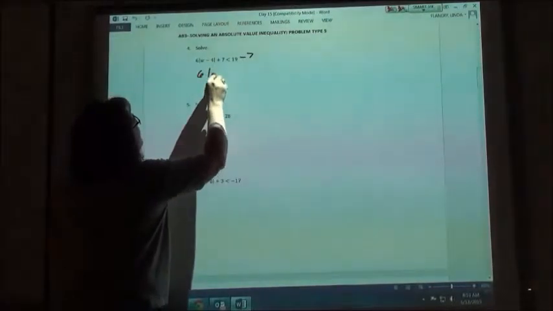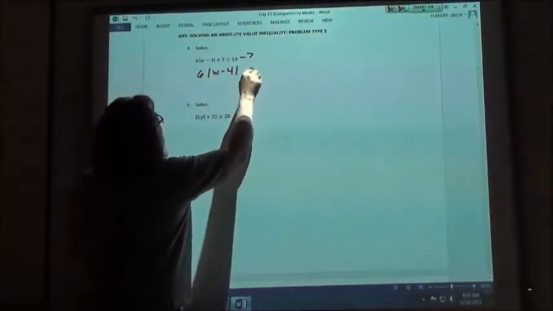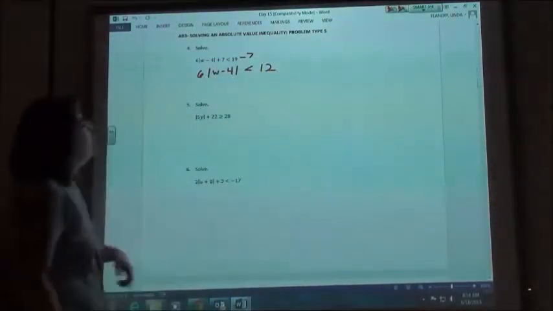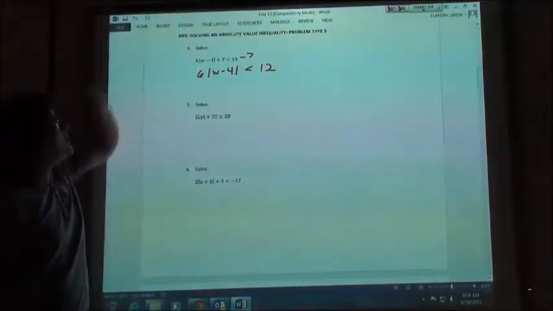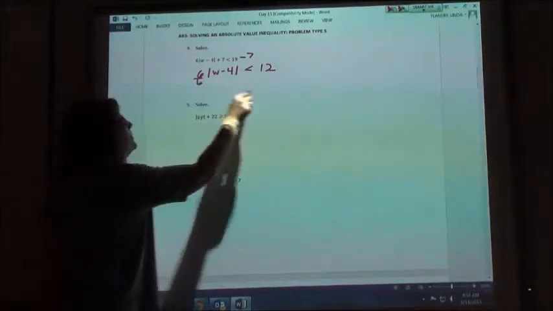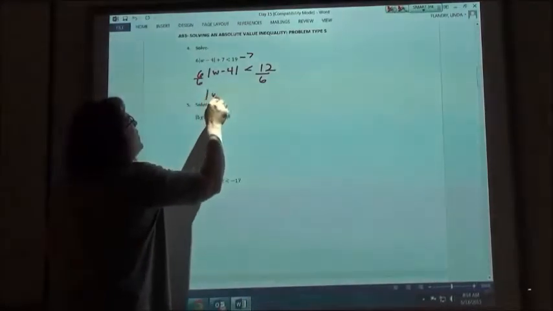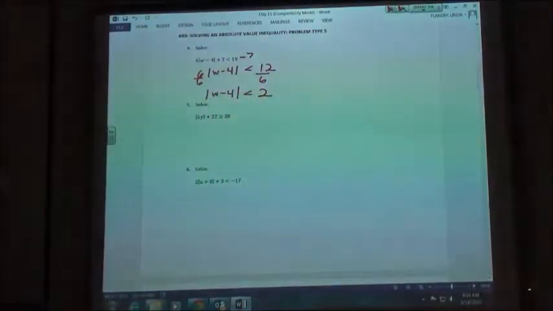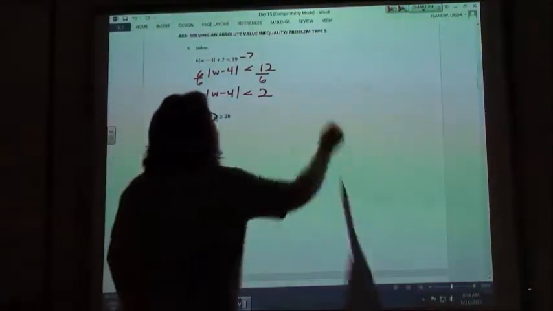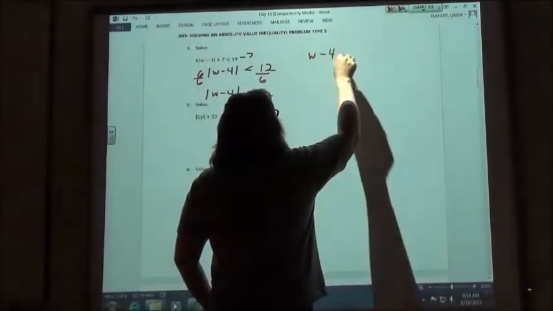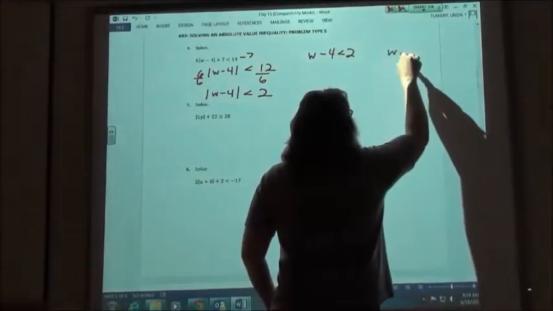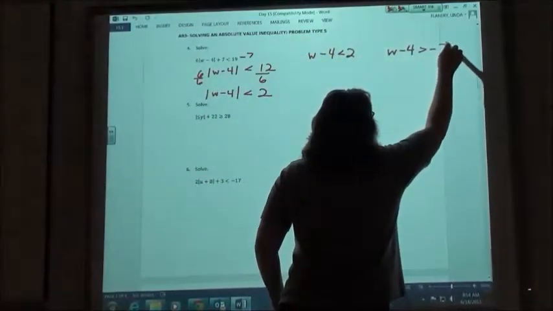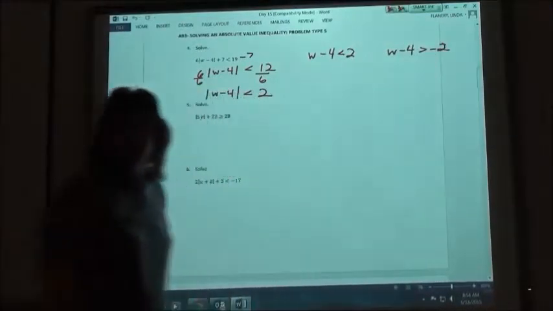6 times the absolute value of w minus 4 is less than 12 then. I'm then going to get rid of the coefficient by dividing by the 6. So the absolute value of w minus 4 is less than 2. Now that looks similar to the previous problems we did. W minus 4 is less than 2. W minus 4 is greater than negative 2.